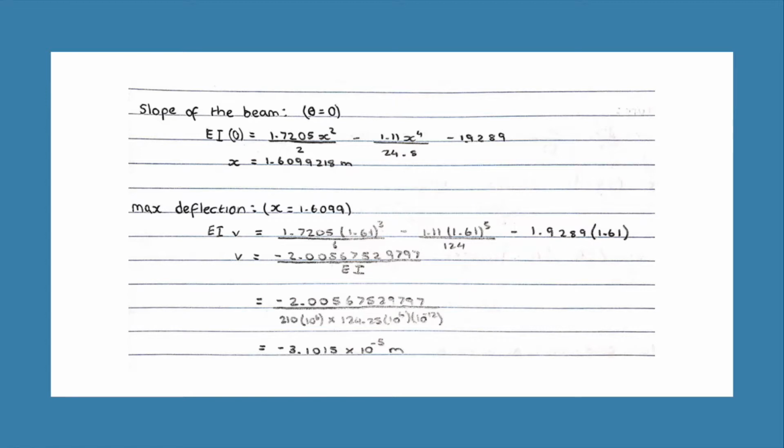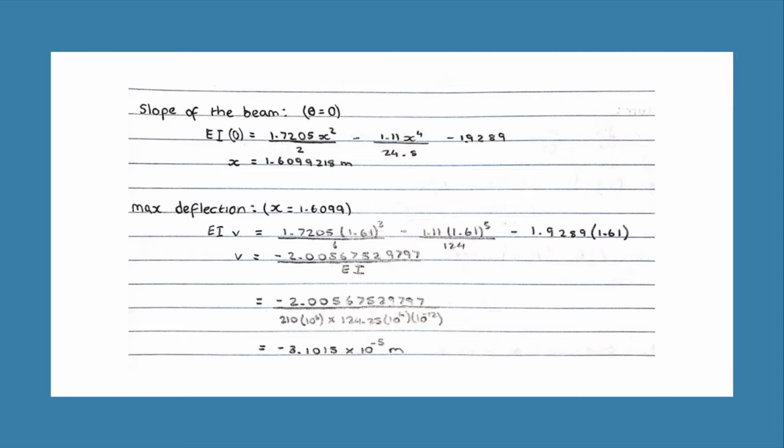By subbing these two C values back into the original equations, we can obtain the new equation for slope and deflection. Using the Young's modulus for steel, which is E equals 210 GPa, and the moment of inertia of my cross section, which is 124.25 times 10 to the power of 6, we are able to sub in theta equals 0 into the slope equation to find at which position x that the max deflection occurs. This position was found to be 1.6099218 meters from the left of the beam.